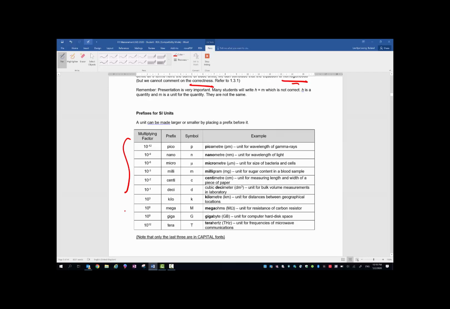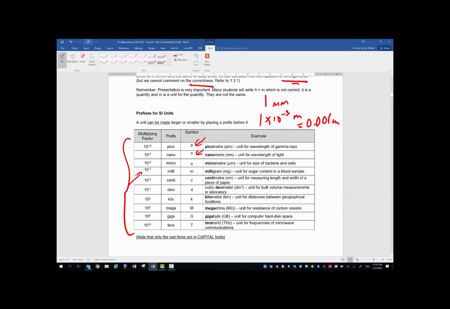Okay, next thing, very simple, but it's important. They like to ask this in the A levels, maybe through multiple choice. I think it appeared in the multiple choice question for last year's A level exam. So you need to know this. P is pico, N is nano, mu is micro, M is milli, C is centi, D is deci, K is kilo, big M is mega, big G is giga, big T is tera. And what does it all mean? It all means this. For example, M is milli means 10 to the power of minus 3. 1 millimeter equals 1 times 10 to the power of minus 3 meter, or equals 0.001 meter.